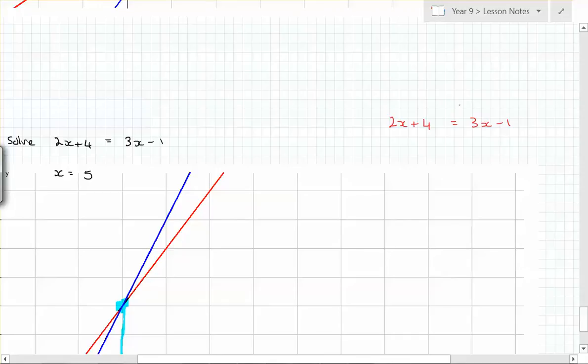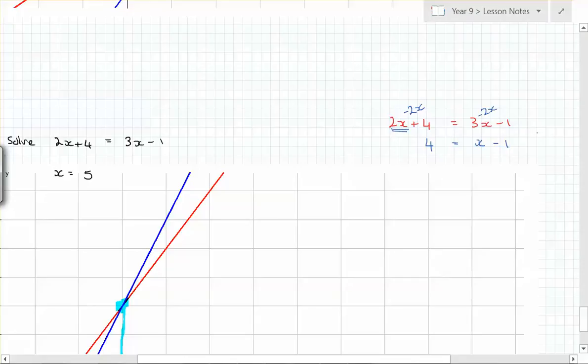Remember, I want to leave x's on just one side. So what Millie said was, let's get rid of the 2x here, and whatever I do to this side, the same to the other. What is 2x take 2x? 0. So I'm left with just the 4. And this side, 3 x's take away 2 x's is 1x, and minus 1. Now what do I do?